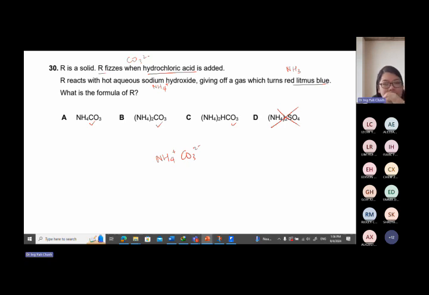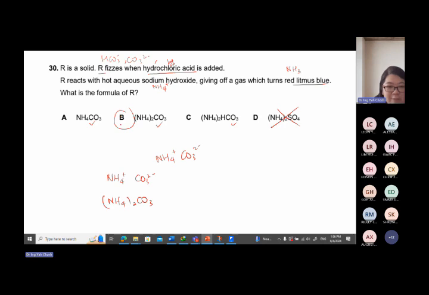Now you see, I tick C also because it could be hydrogen carbonate here. Hydrogen carbonate behaves the same as carbonate when it comes to reaction with acid. So hydrogen carbonate can also be the answer. If you have ammonium carbonate, ammonium positive 1 charge, carbonate 2 negative, right? So that means you need 2 ammonium ions, 1 carbonate ion in the formula. So B could be correct.